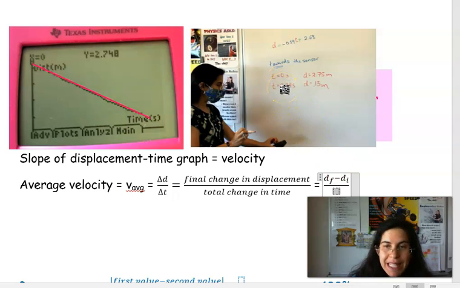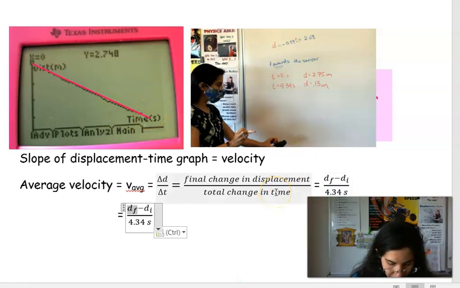Total change in time is easy. We can do it in our heads. The total change in time is clearly 4.34 seconds because that's when they started the stopwatch. They started the stopwatch at 0. And interestingly enough, their group didn't take the full 5 seconds of data.